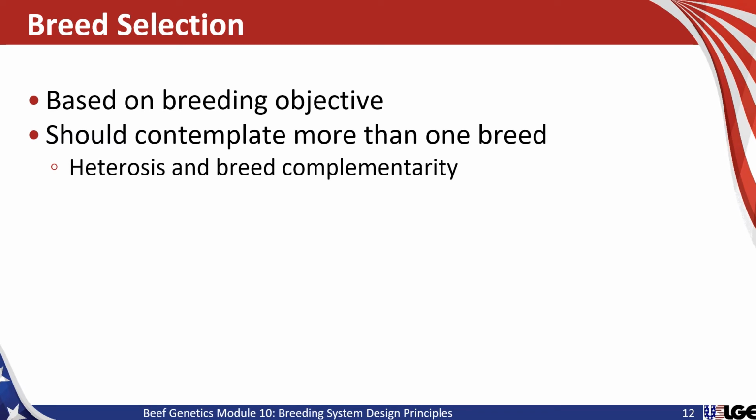Once a breeding system has been defined, it's actually time to decide which breeds should be involved. And they should be based on the breeding objective. Which breeds have complementary strengths that help advance the breeding objective? And for crossbreeding purposes, you should contemplate more than one breed to take advantage of heterosis and breed complementarity.